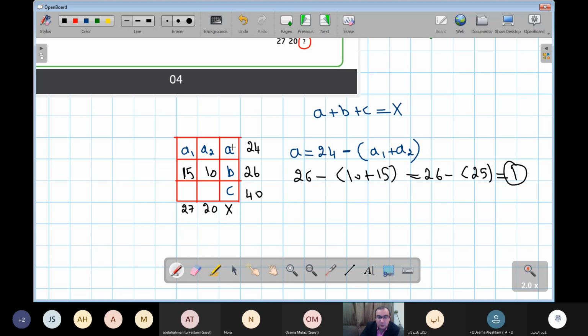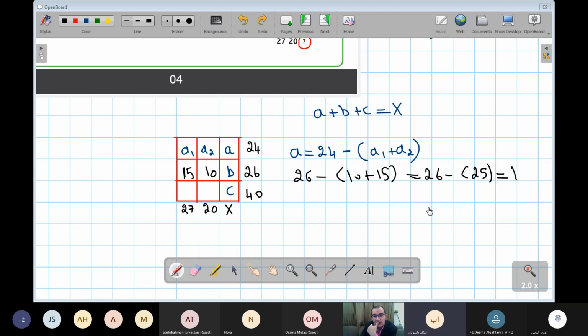So if you want to know the value of A, you must subtract from 24 the sum of these boxes. The same thing for 26 and the same thing for 40. Any question? No. Abdurrahman, Ala, Ilaf, Osama, Jude. Jude, do you have anything?